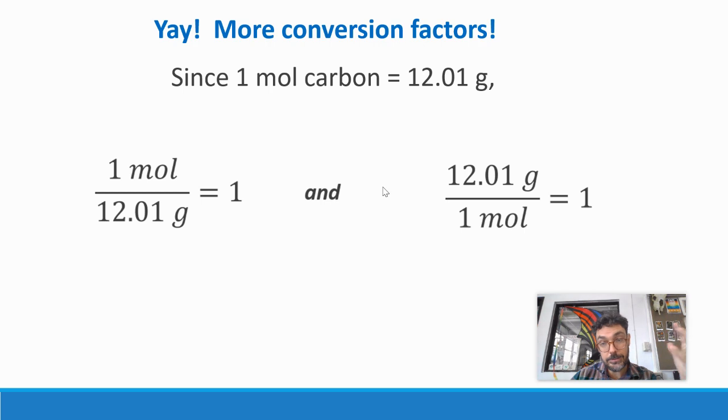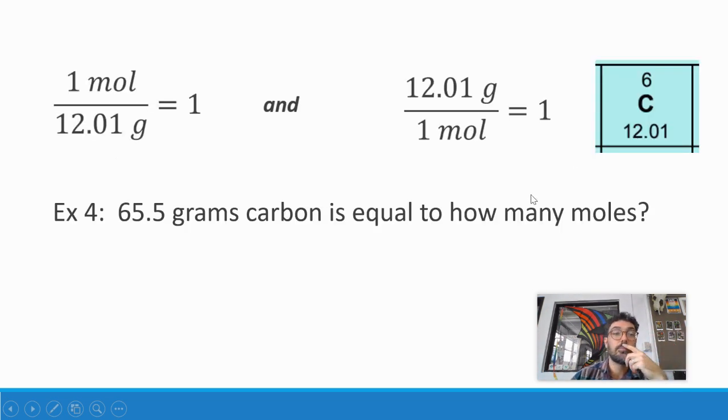So this brings us to the part that's maybe a little tricky, but also more meaningful than some of the stuff that we were just talking about, which is if we have a sample and we know its mass because we can put it on a balance, then we can determine how many atoms might be present. So since 1 mole of carbon is equal to 12.01 grams, we could flip that either way and we can make conversion factors to convert between mass and moles.